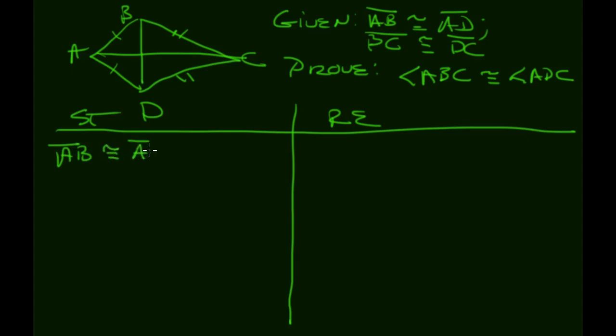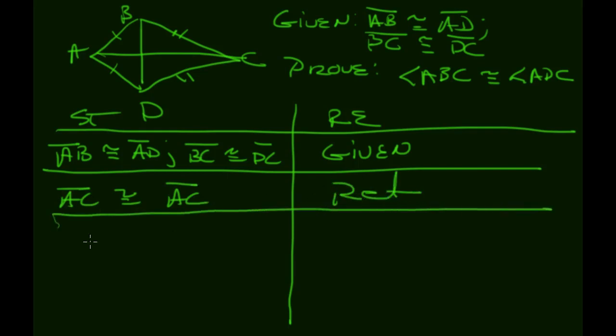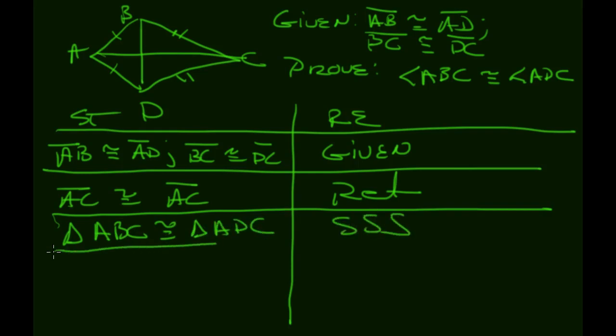AB is congruent to AD. BC is congruent to DC. That's given. That's just simply because it's a kite, right? AC again has to be congruent to itself. We used that in the last proof as well. That's reflexive, which gives me the top and the bottom triangles congruent. Triangle ABC has to be congruent to triangle ADC. We've seen this story before by SSS.